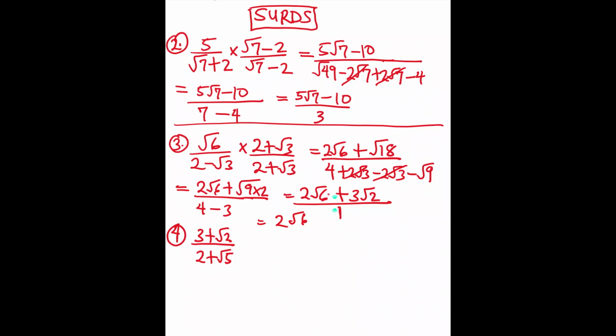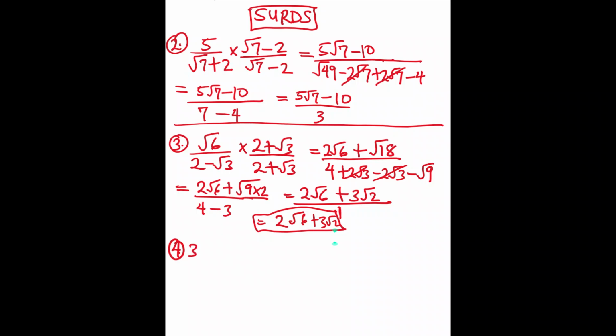So that will be the answer for that. So we can just write it as 2 root 6 plus 3 root 2. This is the answer. Okay. Let me break this one down a little bit.